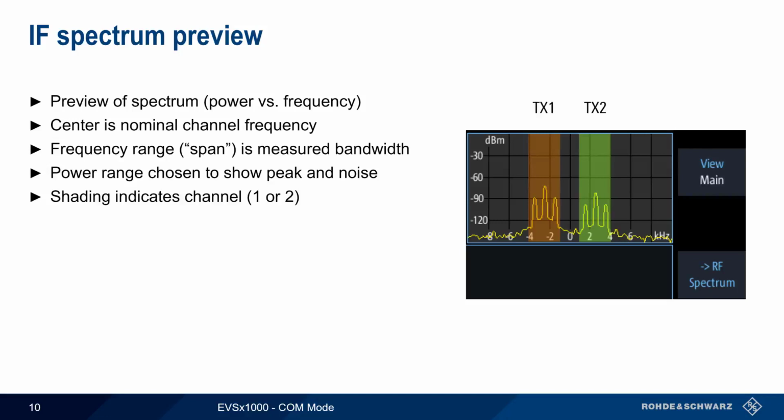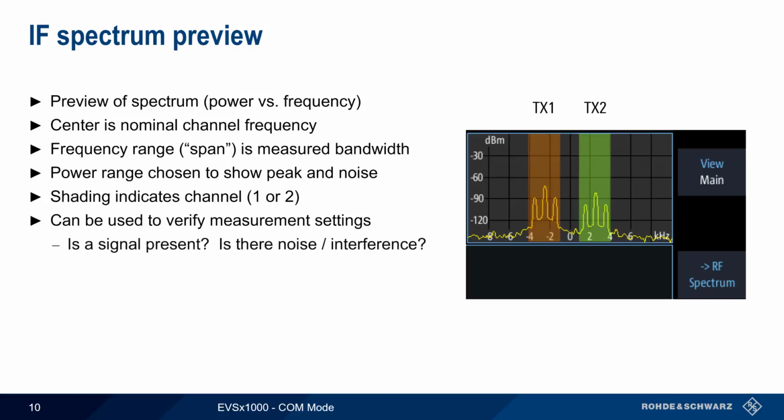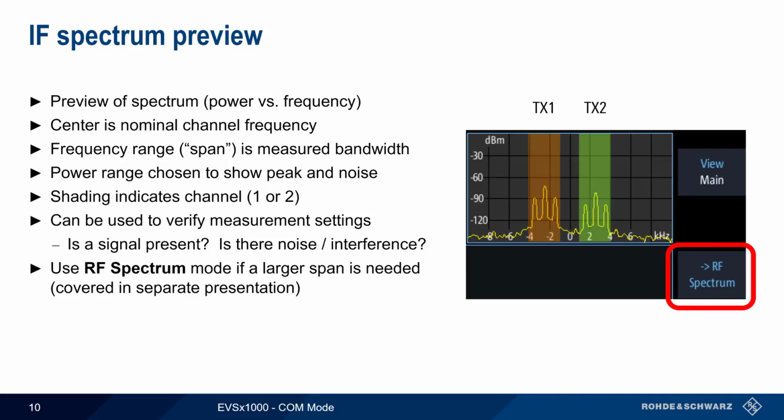The main application of the IF spectrum preview is verifying that measurement settings are appropriate. For example, we can use the IF spectrum to see if COM signals are present, or if there is noise or other types of interference in addition to the COM signal. Although the EVS automatically chooses the frequency range or span, RF spectrum mode can be used to choose a larger span if needed. This is covered in a separate presentation. Note that if RF spectrum mode is chosen, the current settings, such as channel frequency, are transferred to that mode.